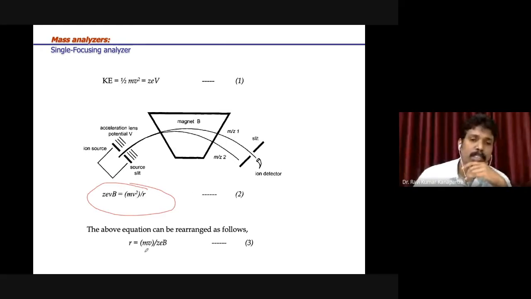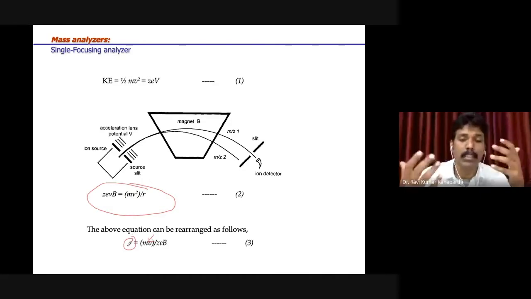So from this equation we can derive a simple equation: the radius of the fragmented ions depends upon this factor, mv divided by ZeB. mv is the momentum. So what is r? r is the radius of the fragmented ion's path.